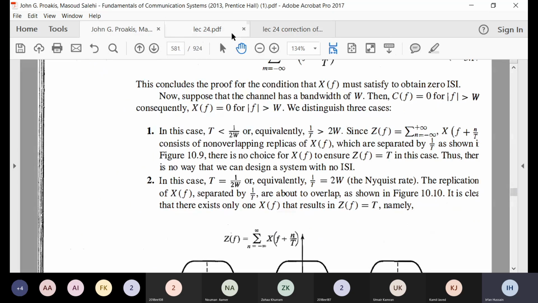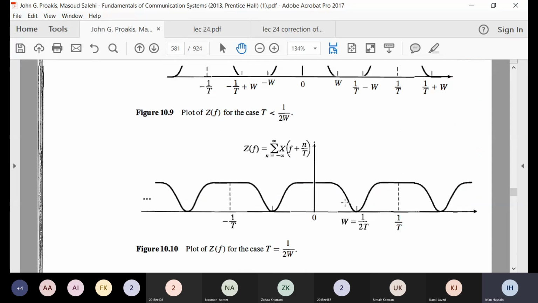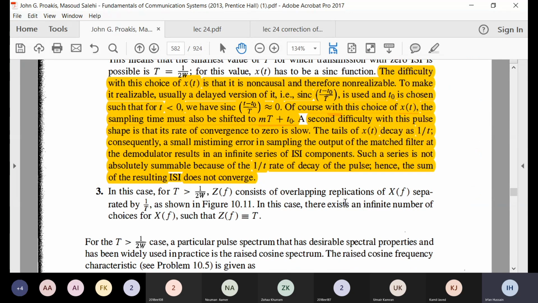So all of these factors are also written here. Case 2: it is possible to have 0 ISI, but you require these sincs. You can make them shift so that you can get rid of this non-causality, but still there will be a decay by 1 over t, and hence the convergence to 0 will be slow.